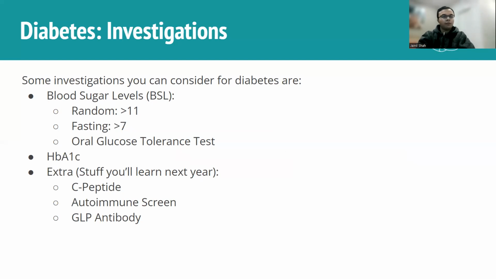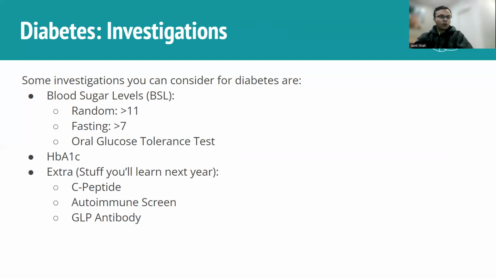Investigations-wise, a couple of important things to keep in mind for diabetes. First of all, at the bedside with the patient, you can do a quick finger prick blood sugar level. If it's a random blood sugar level, so they haven't been fasting beforehand, you just take it out of the blue, and it's beyond 11, we consider that to be in the range of diabetes. Whereas if it's a fasting blood sugar level and they've been fasting for a period of time, then if it's above 7, we consider that to be indicating diabetes.